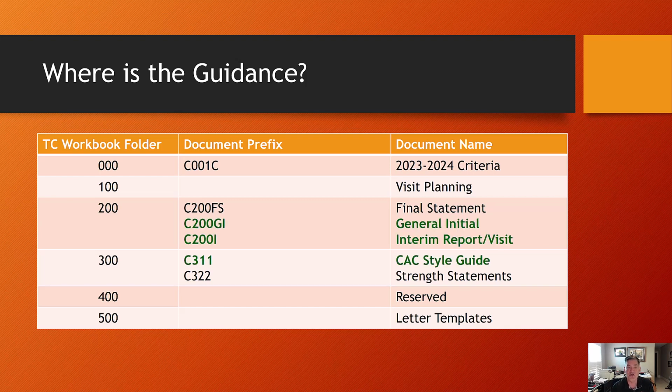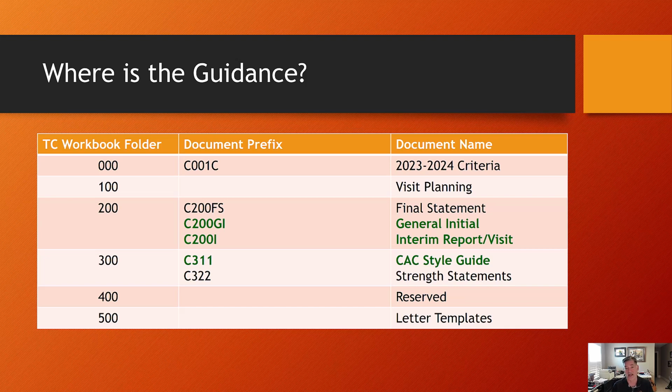And we're going to use two folders, the 200 folder and the 300 folder. Within the 200 folder, if you're doing a general review or initial review, you're going to use C311 GI. And if you're doing an interim report or an interim visit, you're going to use C300I. In either case, you're also going to want to use C311, which is the CAC style guide, to make sure, and it's particularly important in the 3 videos that we have on findings. Concern, weakness, deficiency.